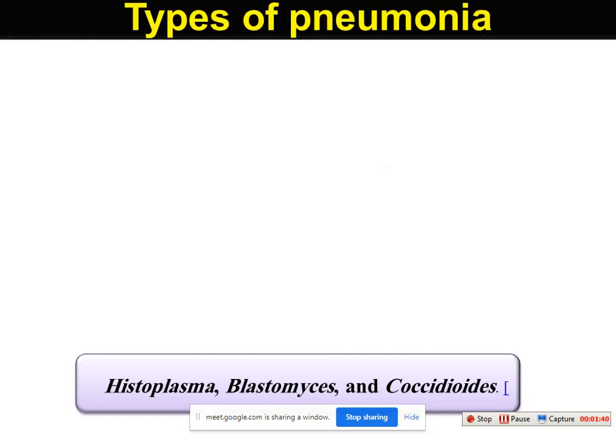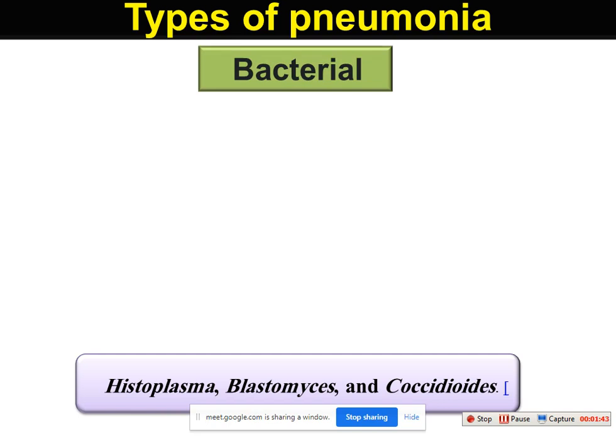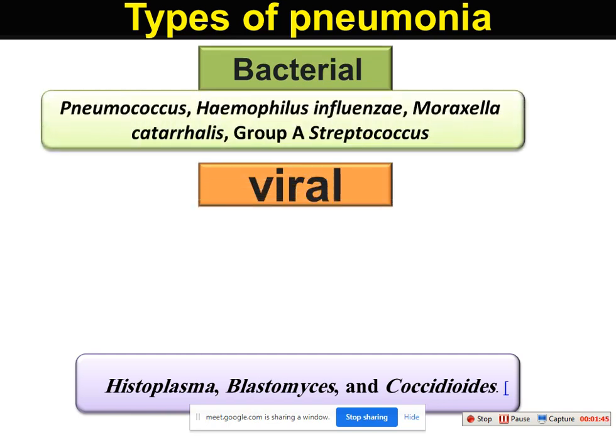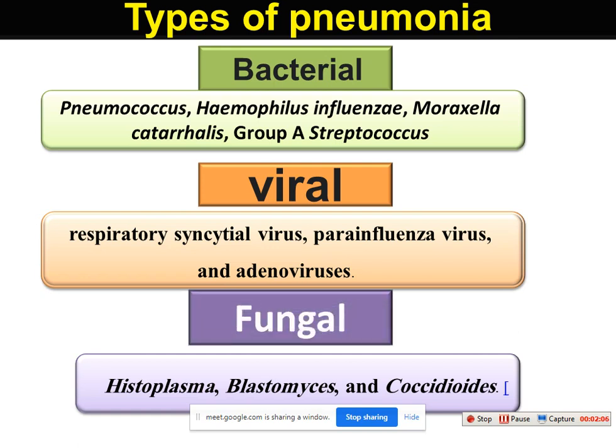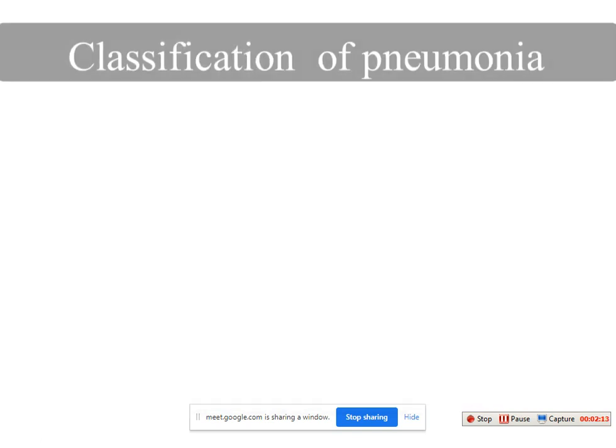Also, we list three types of pneumonia related to its cause. We have bacterial pneumonia, which is caused by pneumococcus, Haemophilus influenzae, and Moraxella catarrhalis, and group A Streptococcus. As well as we have viral pneumonia. This is caused by respiratory syncytial virus or parainfluenza virus or adenoviruses. And finally, we have fungal pneumonia. This is caused by a fungus like histoplasmosis, blastomyces, and finally coccidioidomycosis.